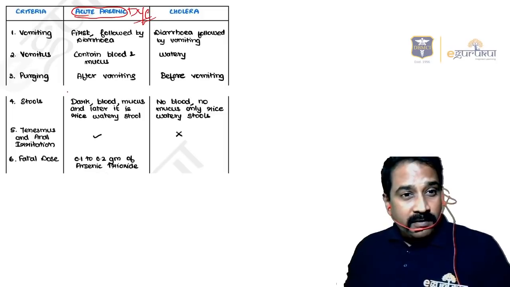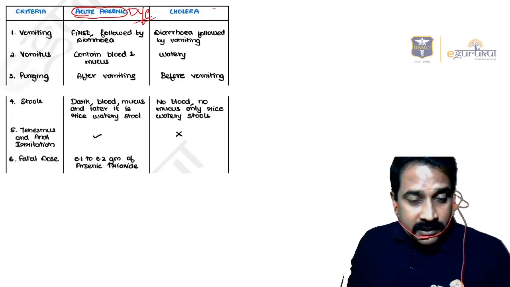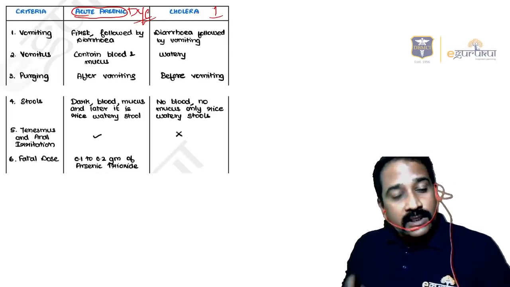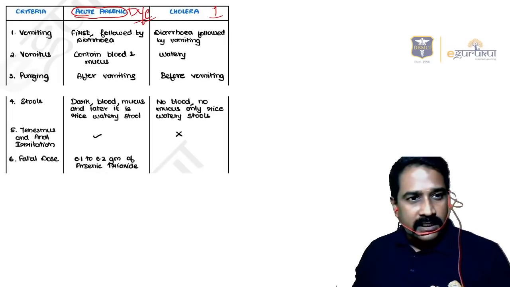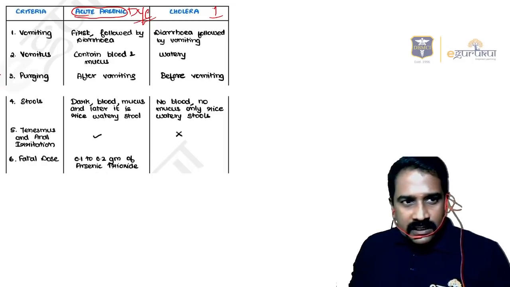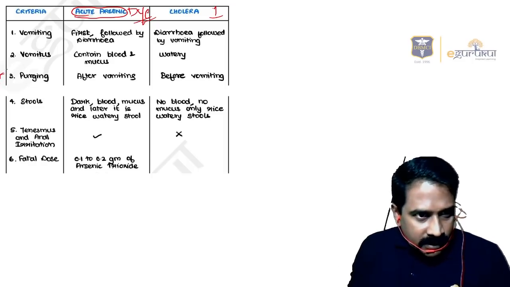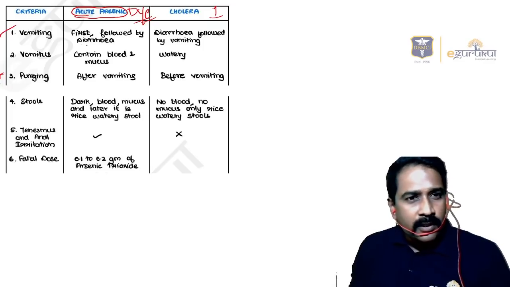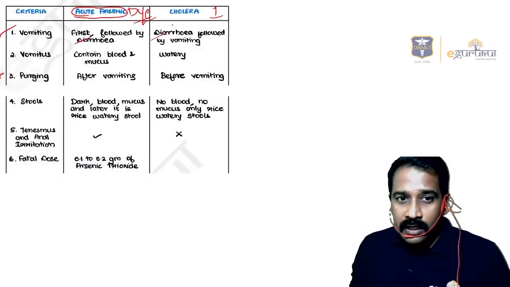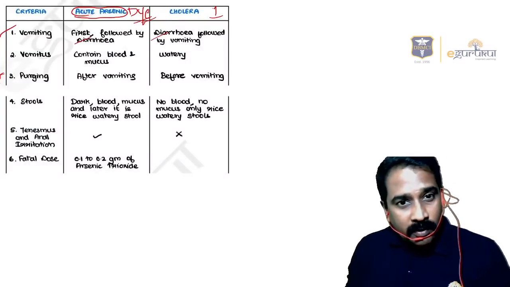So the difference between them is itself a question. Acute arsenic poisoning resembles cholera, a frequently asked question for us. So what are the differences? First is vomiting in case of acute arsenic, which is followed by diarrhea, whereas in cholera, it is diarrhea first, which is followed by vomiting.